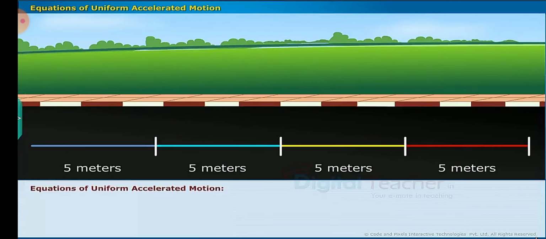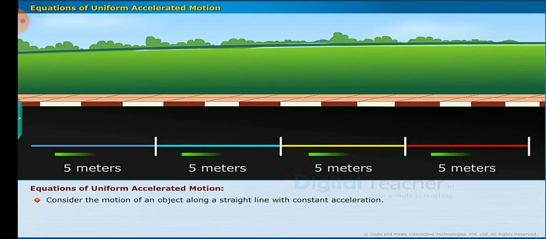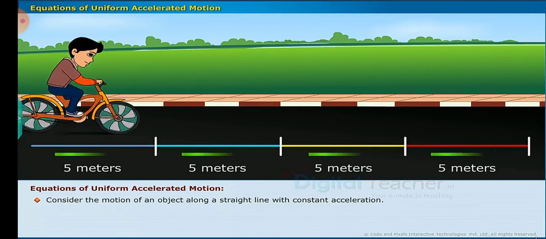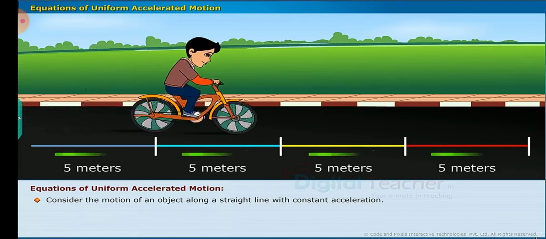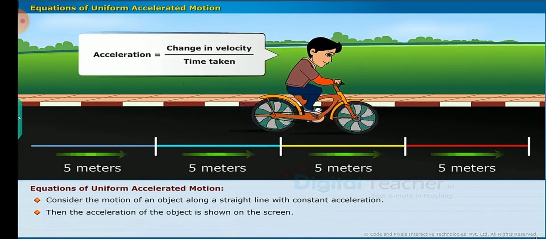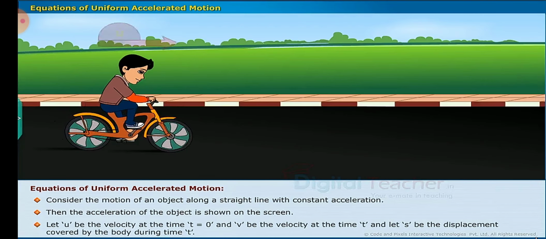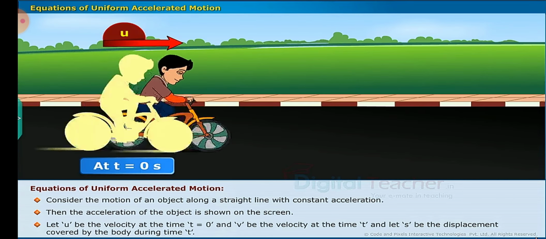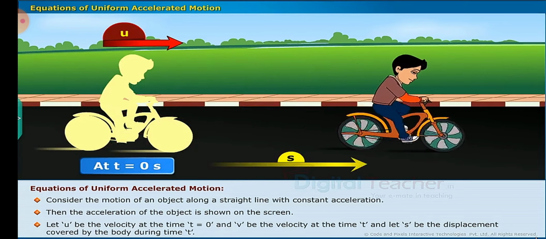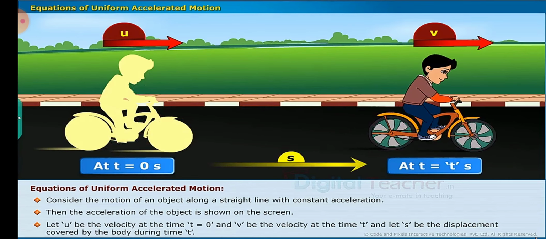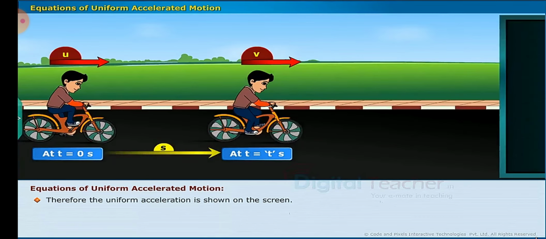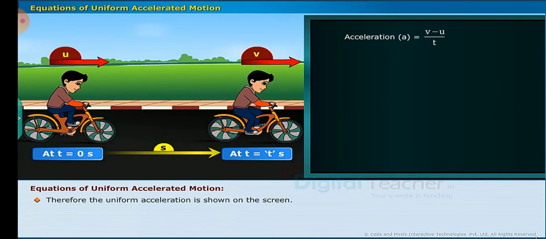Now, let us derive the equations of uniformly accelerated motion. Consider the motion of an object along a straight line with constant acceleration. Then, the acceleration of the object is shown on the screen. Let u be the velocity at time t equal to 0 and v be the velocity at time t, and let s be the displacement covered by the body during time t. Therefore, the uniform acceleration is shown on the screen.